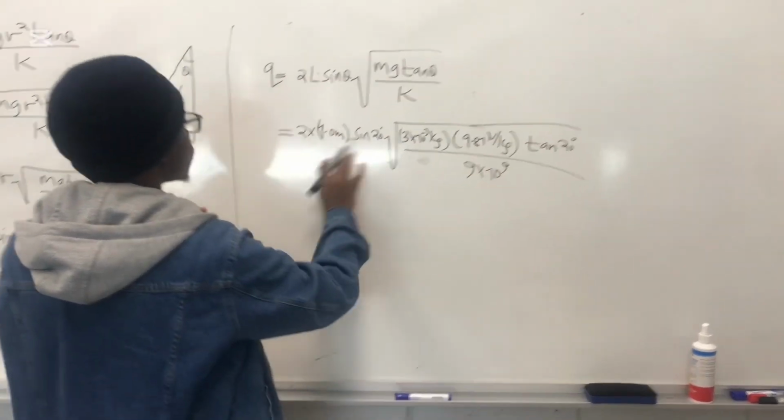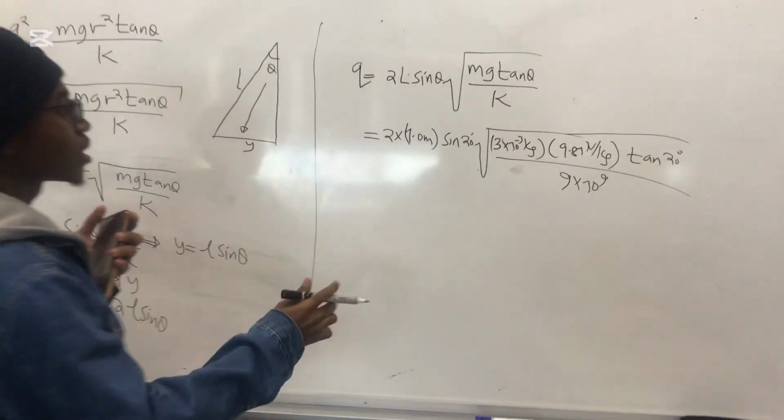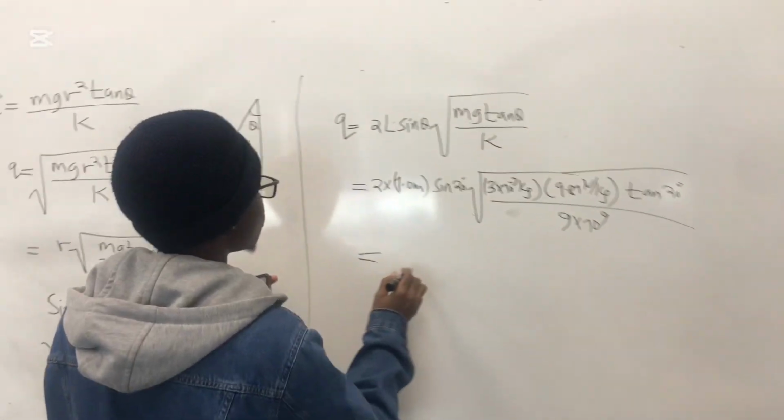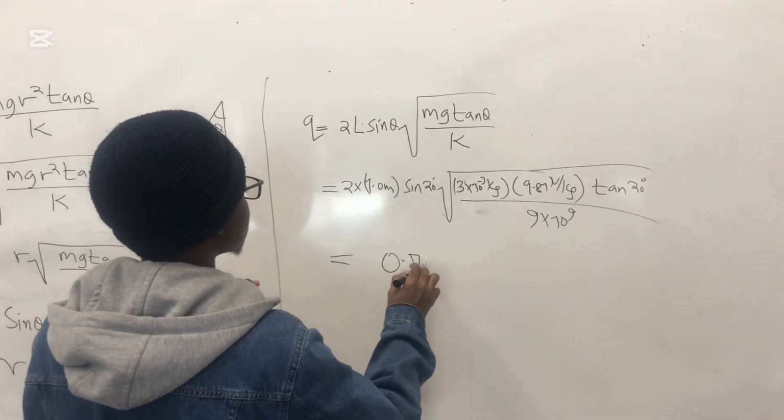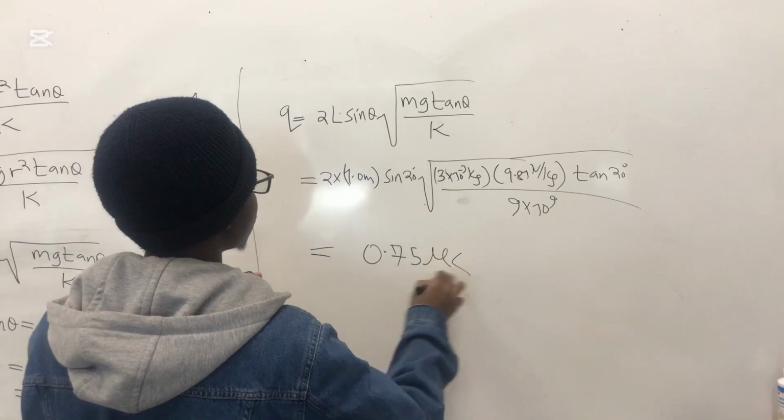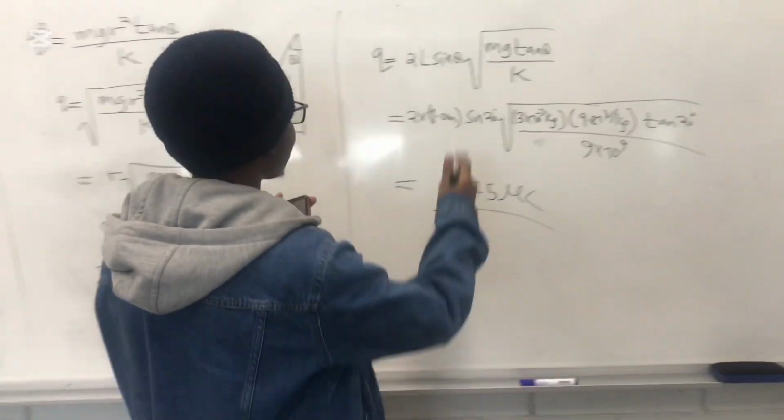So if we do this and put it in the calculator, the value of Q will be equal to 0.75 microcoulomb. So this is the final answer of our question.